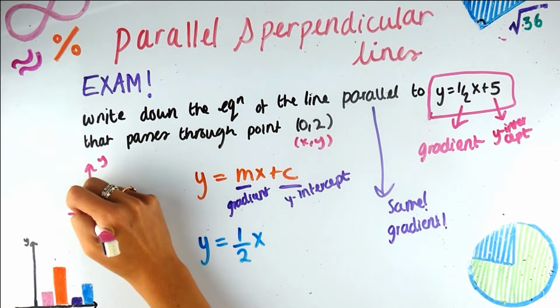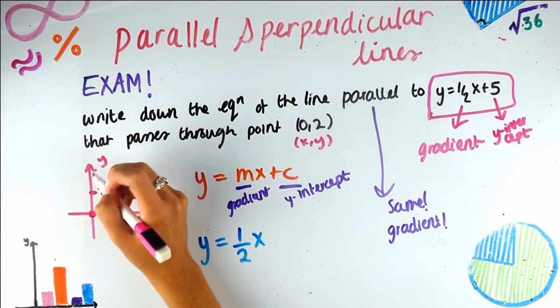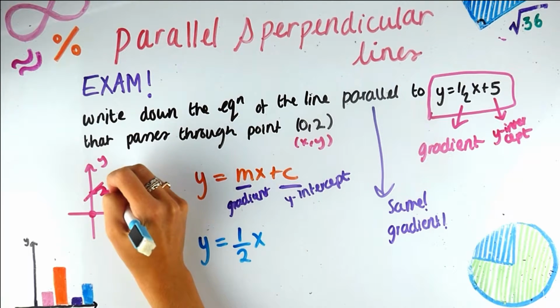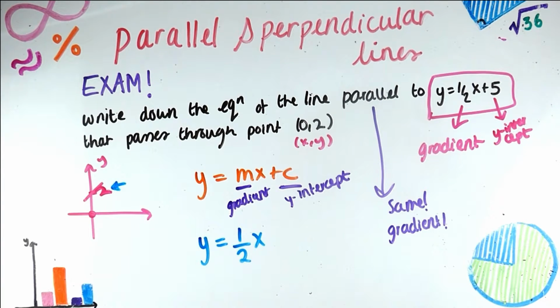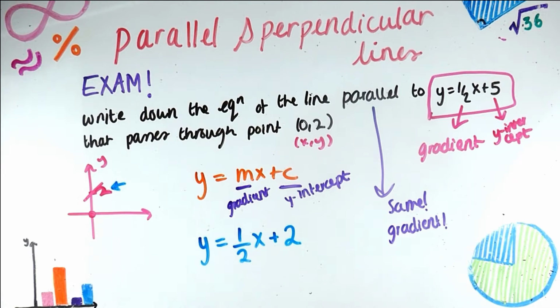And we know, so we're going along the corridor 0 first and up the stairs 2. So it's passing through this point, and we can see that that point is on the y-axis. It is the y-intercept. We can read off that it is intercepting the y-axis at the value 2. So our plus c is plus 2.